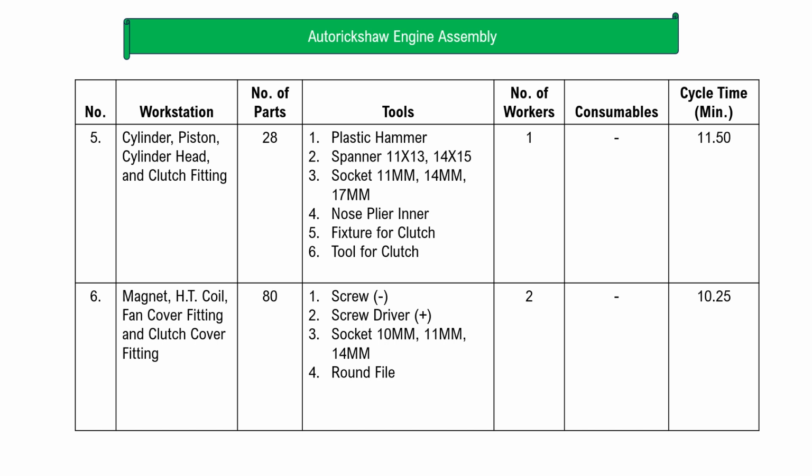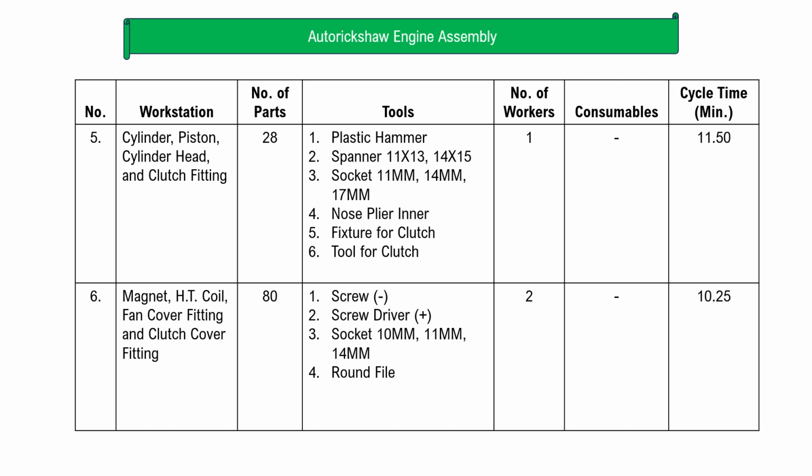Workstation number 5. At this workstation, we shall be assembling cylinder, piston, cylinder head, and clutch fitting. The number of parts involved are 28. The tools required are plastic hammer, spanner of different sizes, sockets of different sizes, nose plier inner, fixture for clutch, tool for clutch. The number of workers required is 1, and the total estimated cycle time is 11.50 minutes.